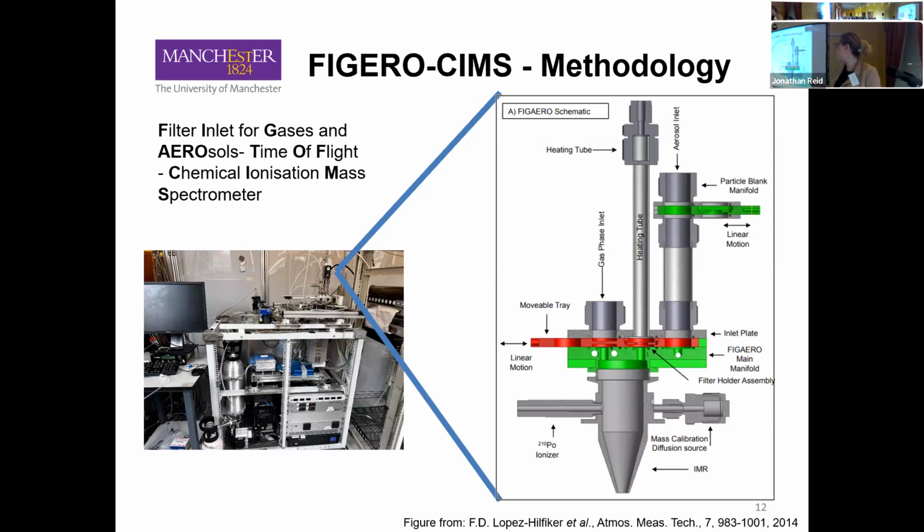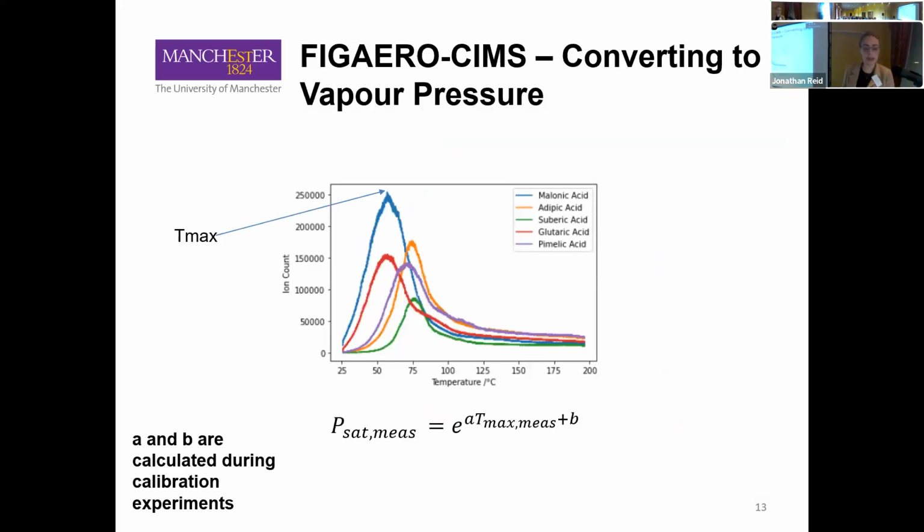the heating block is heated to 300 degrees, and the idea is that we can infer volatility: as the temperature increases, the compounds that are on the filter volatilize off. So this is some general FIGAERO data where we infer vapor pressure from the Tmax. This is the temperature at which the maximum ion count occurs, and we use this equation where A and B are inferred from calibration experiments. And I've been doing a lot of calibration experiments while I've been in Manchester, often with these acids.